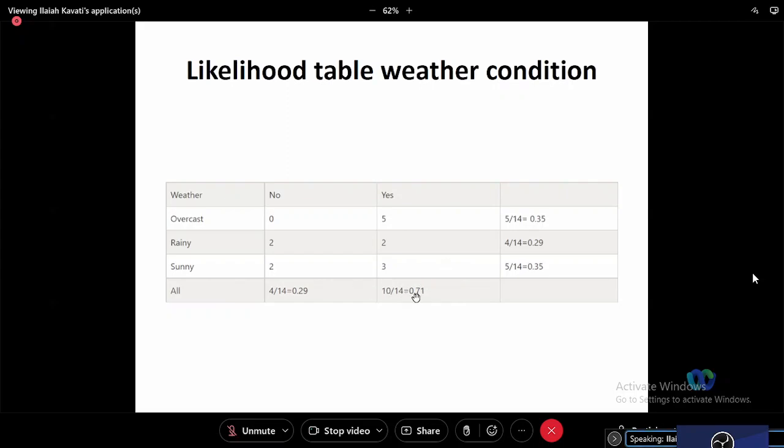So this is 10 by 14, this is 0.71, and for overcast you can see the likelihood value, that is 5 by 14. Out of 14 days the weather was overcast, right? So out of 14, 5 by 14, this is 0.35, and rainy 4 days, right? 4 out of 14, that is 0.29, and sunny, this is 5, right? So 5 by 14, out of 14 days, 5 days sunny. So this is a likelihood table.